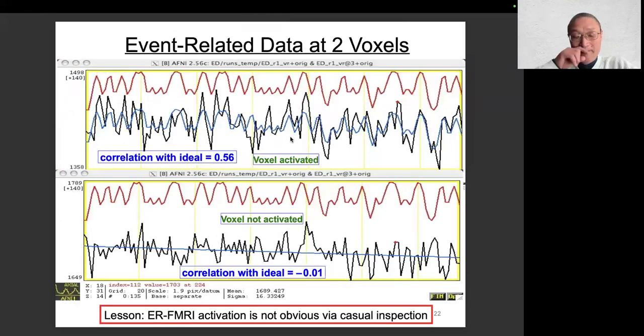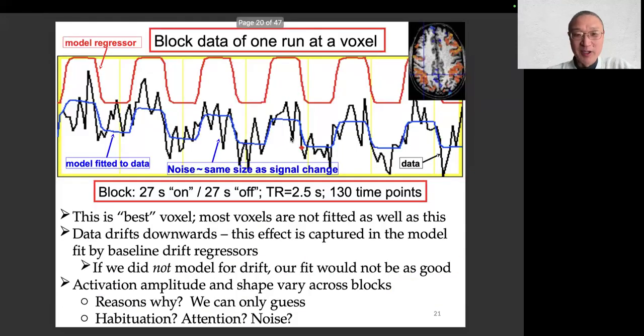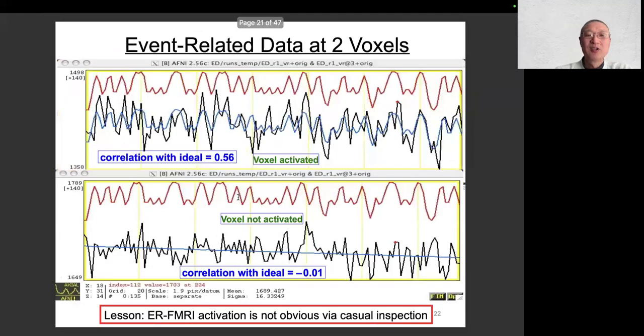So that's block design. We can clearly see the pattern because each trial or each block is well separated. But that kind of design is not efficient because we probably waste too much with the 20 seconds off. Also, as I mentioned earlier, block design is not a good idea especially when we want to avoid habituation and attenuation. So nowadays pretty much all the time people use event-related design.